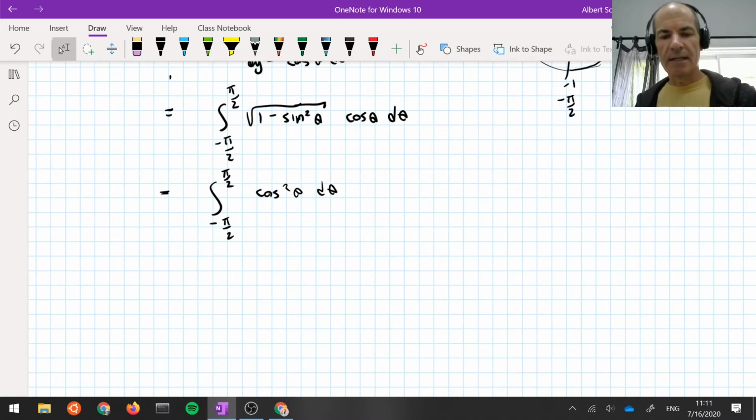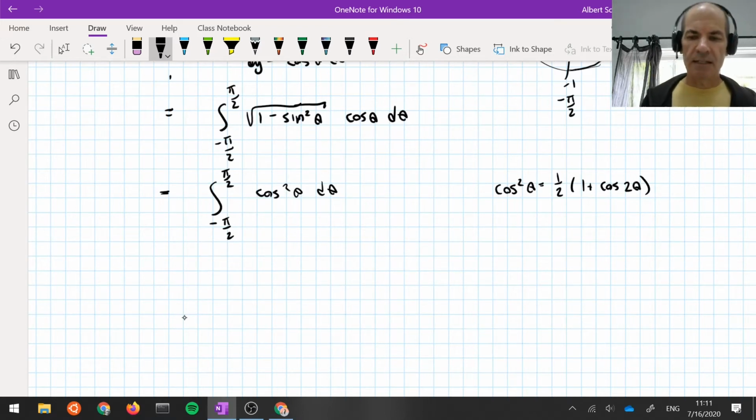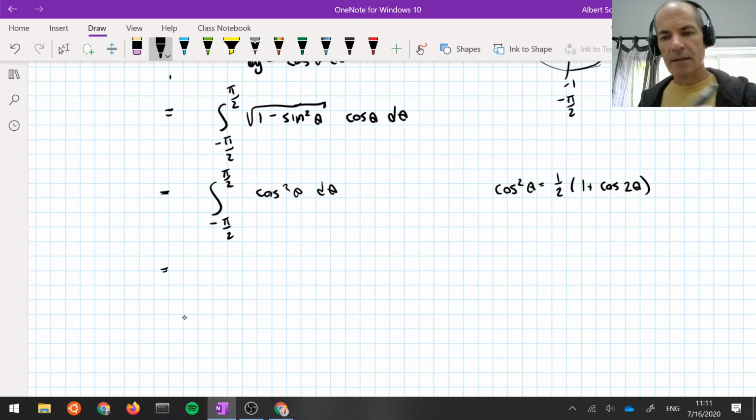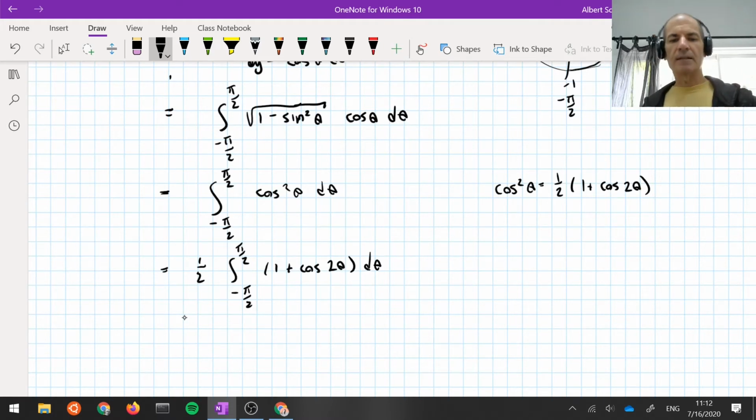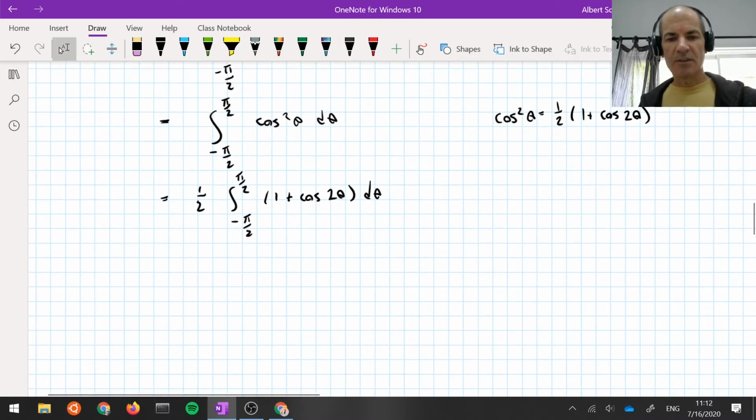Now you need to know a trig identity. You need to know that cosine squared theta is 1/2 times 1 plus cosine 2 theta. Now I'm not asking you to memorize a whole lot of trig identities, but this is one that you need to memorize because it comes up often when you're integrating sine and cosine squared. All right, so we can replace that cosine squared with 1/2 times 1 plus cosine 2 theta. And now we finally have an integral that we can calculate after a trig sub and a trig identity.